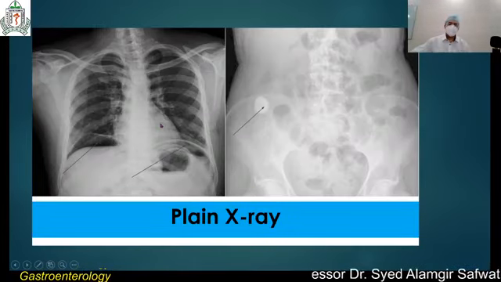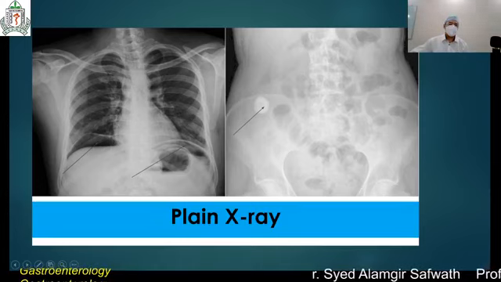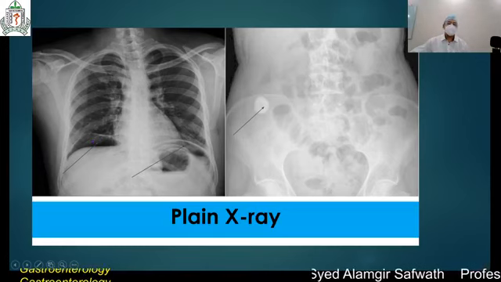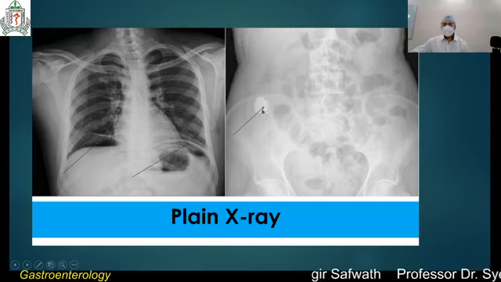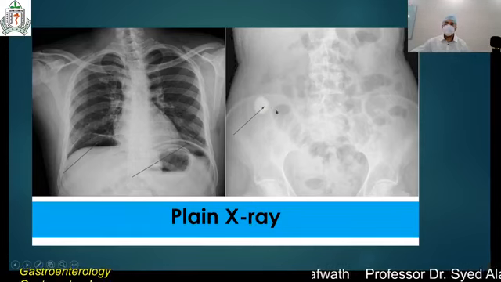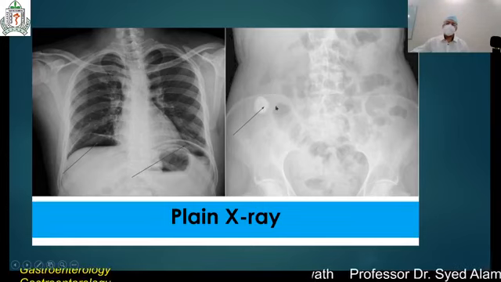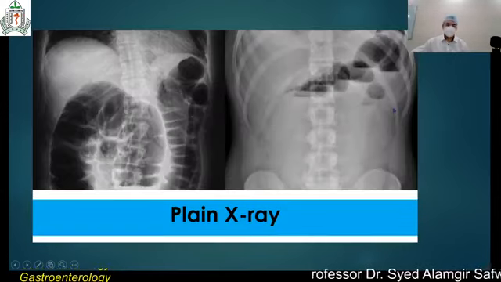Now look at the picture. Here you can see this is a plain x-ray showing an inverted crescentic gas shadow beneath the diaphragm on both sides. So this is an x-ray of perforation of a gas-containing intestinal hollow viscus. On the right side, you see there is a radio-opaque shadow. This is also a plain x-ray. There is a radio-opaque shadow, signifying there is a stone over here. So this is how plain x-ray of abdomen will help you to get a diagnosis.